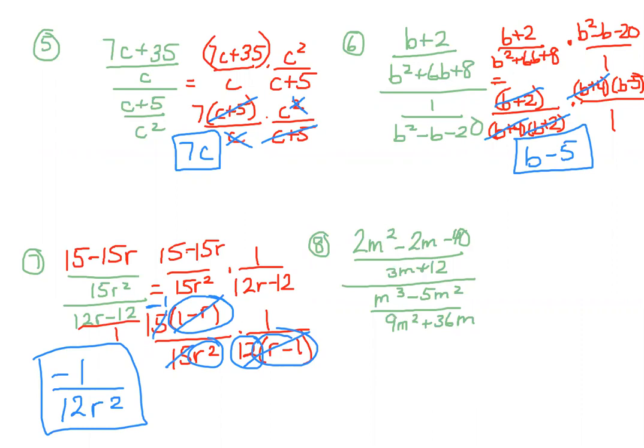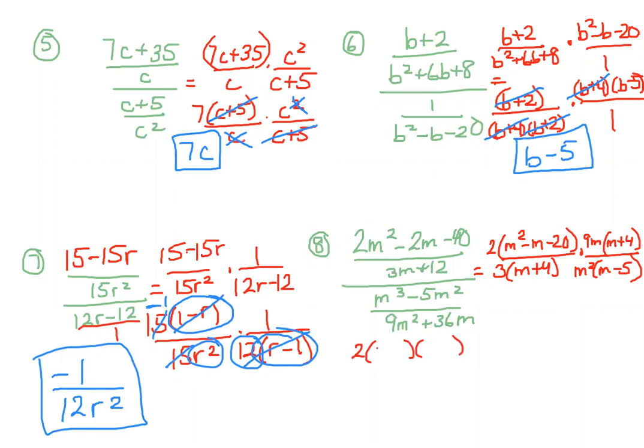All right, let's look at number 8. This one, I'm going to factor out a 2 when I rewrite it. And in the bottom, I'm going to factor out a 3. And then when I take the reciprocal, I'm going to factor out a 9m. And up here, I'm going to take out an m squared. Okay, so I still need to factor this m squared minus m minus 20. So I'm going to go down here where I have more room, and I'm going to say what multiplies to give me negative 20 and adds to give me negative 1, and that's going to be negative 5 and plus 4.